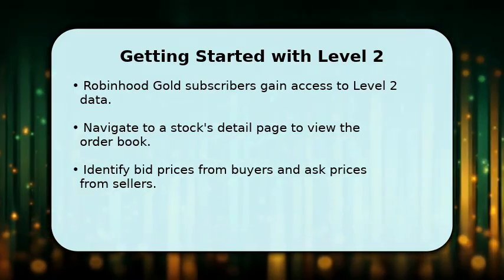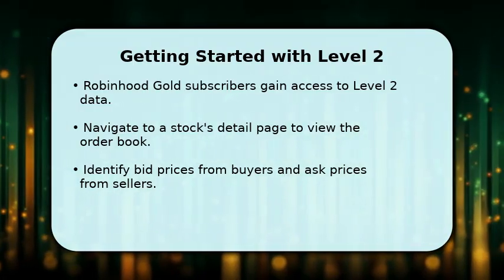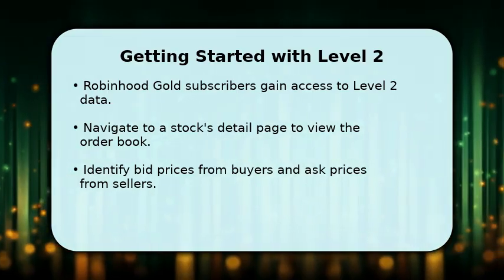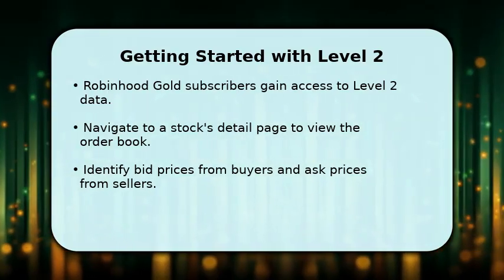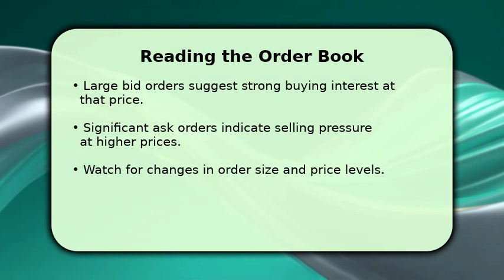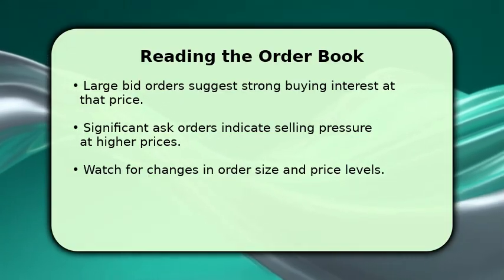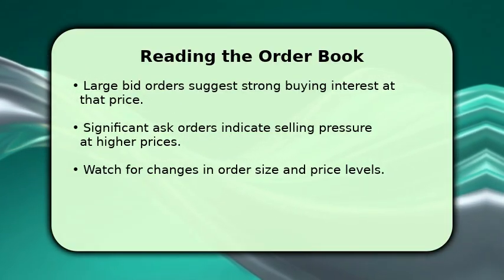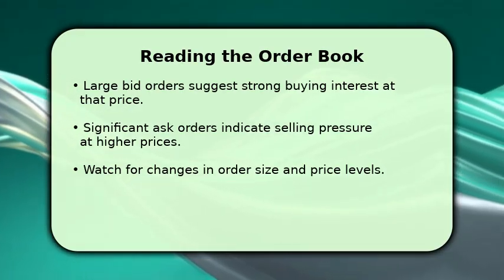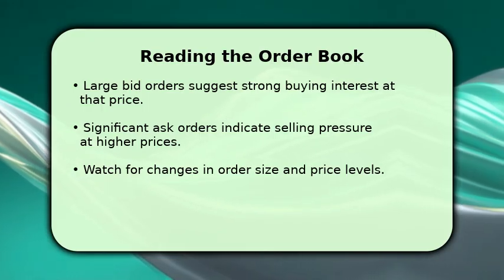Here, you'll see a list of bids, which are prices buyers are willing to pay, and asks, which are prices sellers are requesting. This real-time feed updates constantly, giving you a dynamic view of market activity. Interpreting Level 2 data involves understanding the order book structure. On the bid side, you'll see the highest prices buyers are offering, along with the number of shares they want. On the ask side, you'll see the lowest prices sellers are accepting and their share quantities.